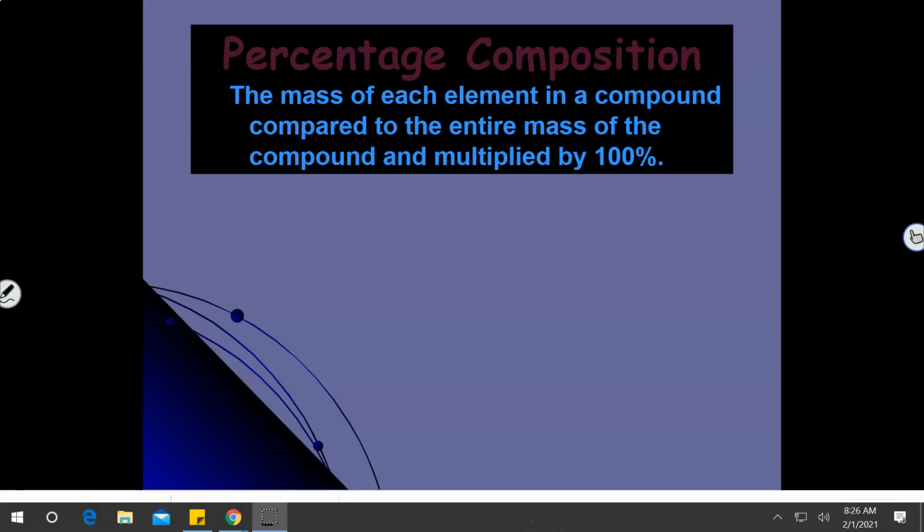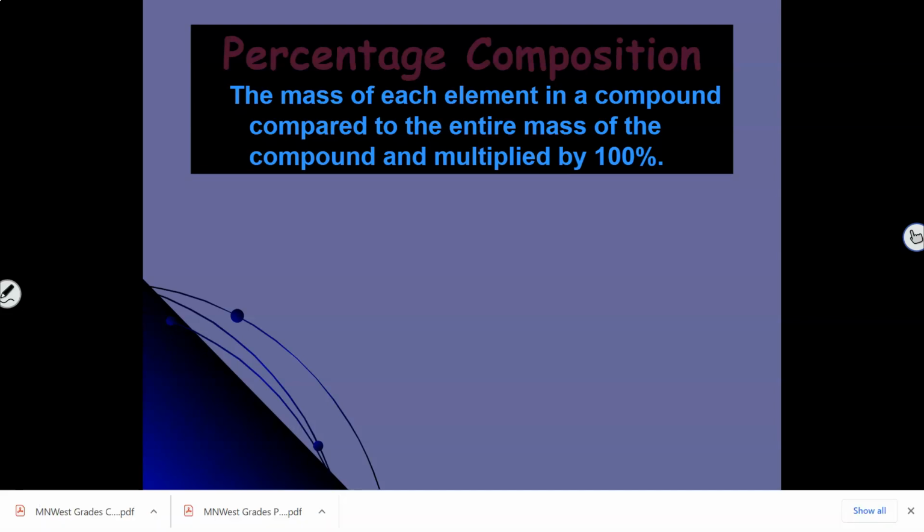Great, today we're going to work with percent composition. We have seen this a little bit before, but we're going to look at it from a different angle. Percent composition is the mass of each element in a compound compared to the entire mass of the compound, and then since it's a percent, we multiply it by 100%.